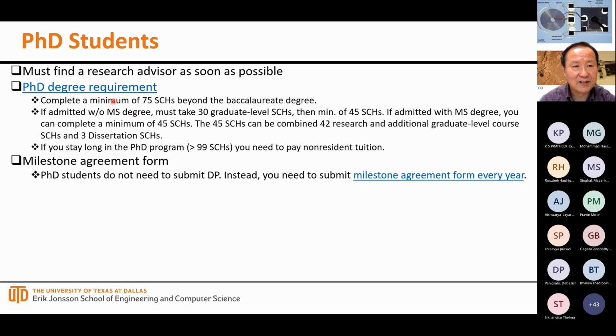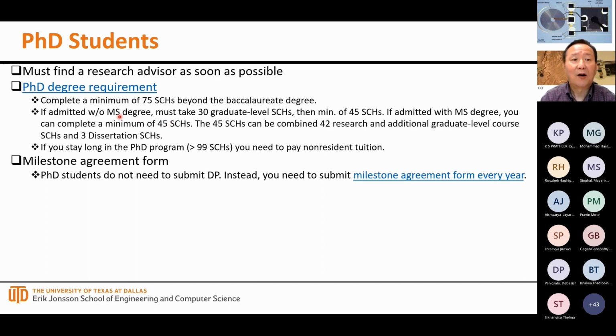For PhD requirements, you can click this link and you can see all those detailed information. For PhD, you need to complete a minimum of 75 semester credit hours beyond the baccalaureate degree. But if you are admitted into the PhD program with your master's degree, then what you need to do is the 45 semester credit hours. So 30 credit hours are all automatically credited for the master's degree. So the minimum credit hours required for the PhD graduation is 45 semester credit hours.